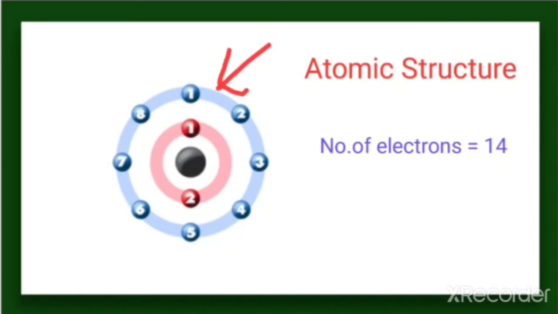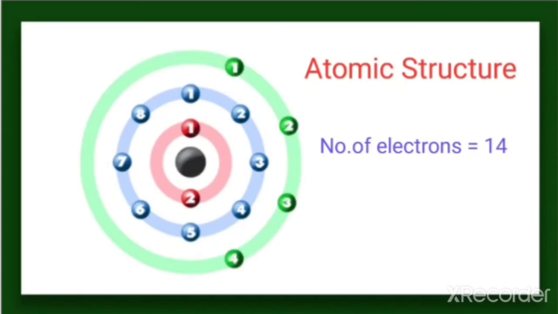So where do we make the other 4 electrons? That should be in the next shell. So the other 4 electrons are made here. So this is the way of making the atomic structure. When the total number of electrons is given, you have to make the atomic structure in this method.